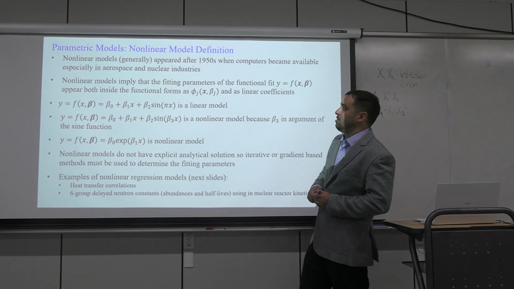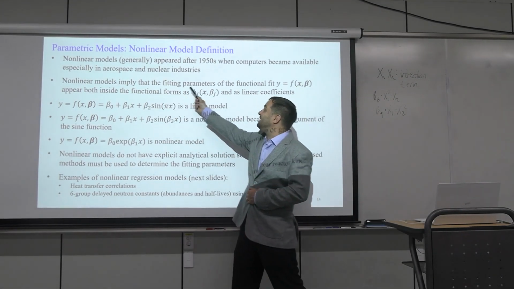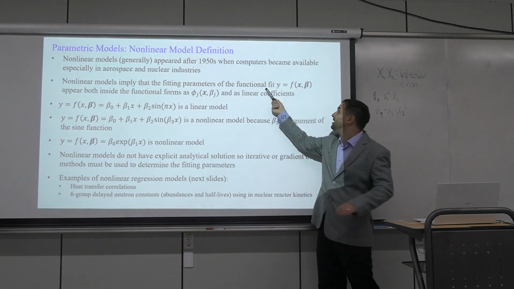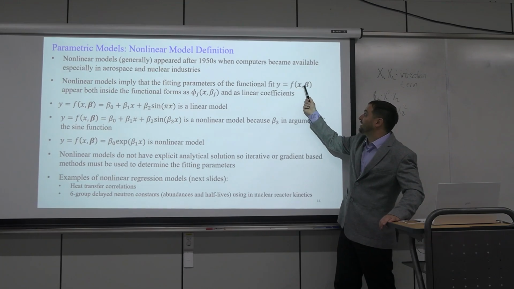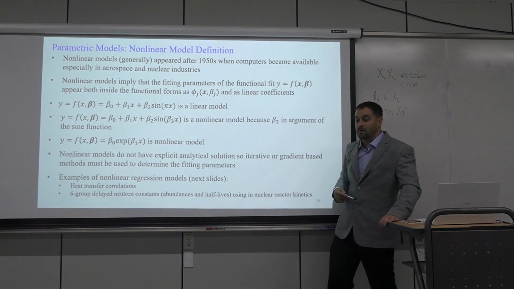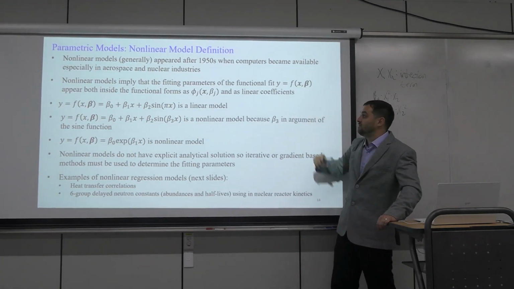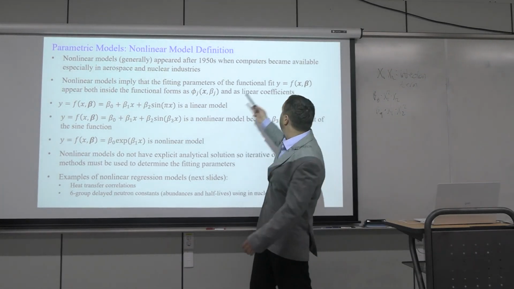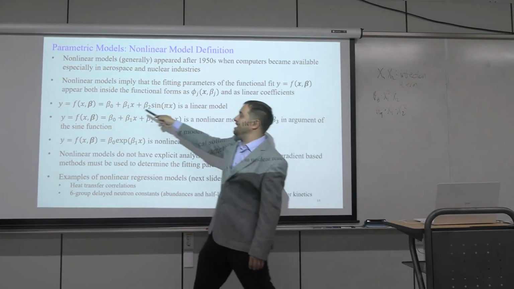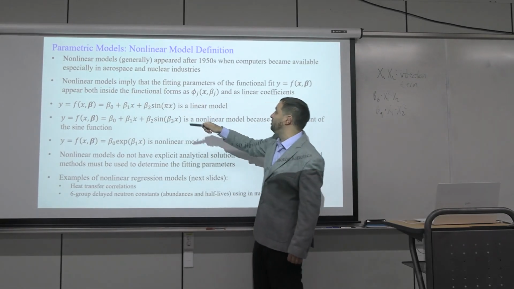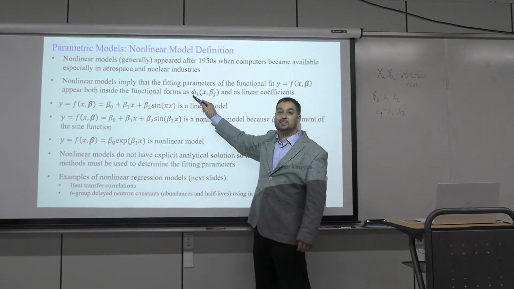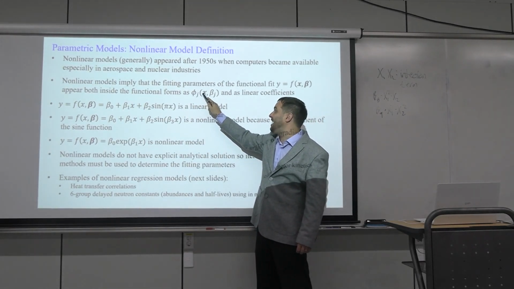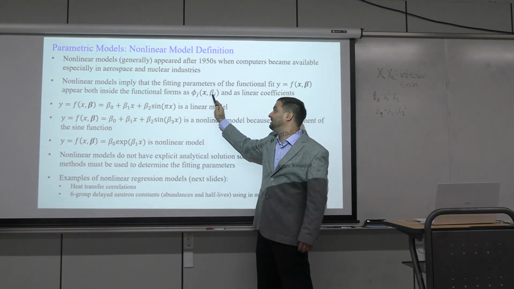Nonlinear models imply that the fitting parameters of the functional fit, y equals some function of x and beta, our input parameter vector and our fitting parameter vector, appear both inside the functional forms as our phi's. Our phi of j is a function of x, but also in this case, of beta j.